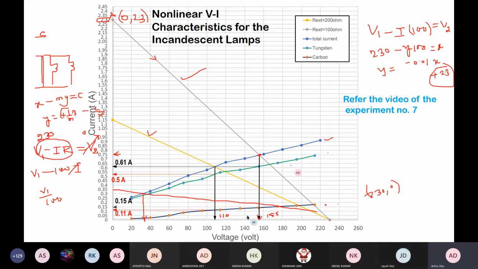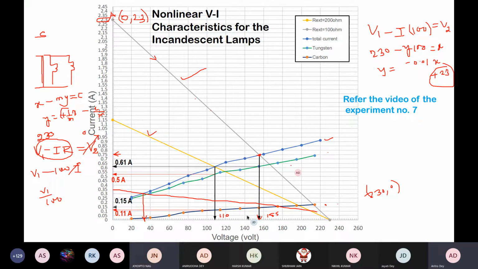Understood? Ma'am, I got that when we increase the resistance, the voltage across the lamps decreases. But that intersection portion I'm getting confused. But I think the class has been disturbed, getting delayed because of me. No, we don't have any problem. We are very happy to have such a discussion with you. We encourage such a discussion.